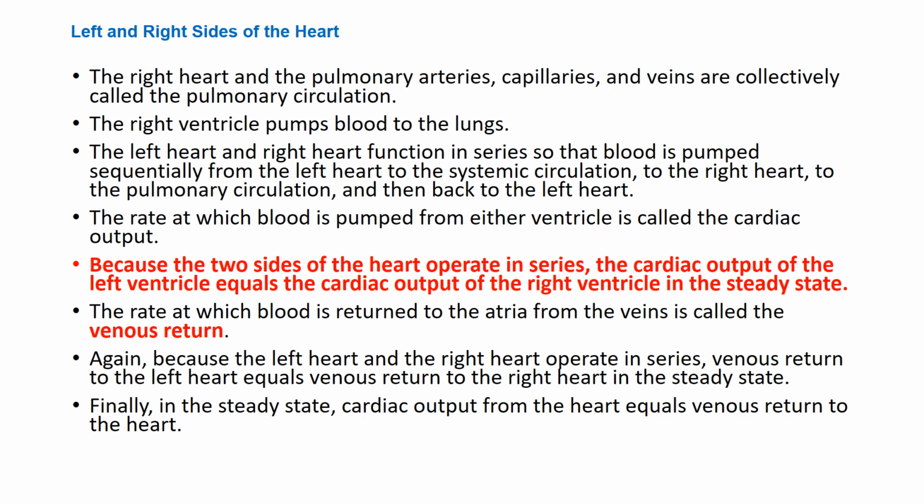The rate at which blood is returned to the atria from the veins is called the venous return. Again, because the left heart and the right heart operate in series, venous return to the left heart equals venous return to the right heart in the steady state. Finally, in the steady state, cardiac output from the heart equals venous return to the heart.